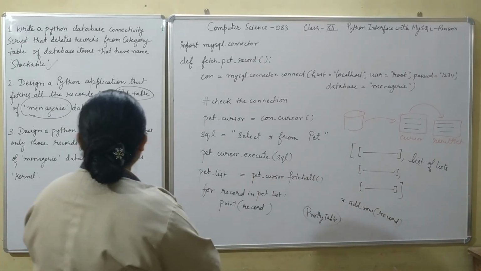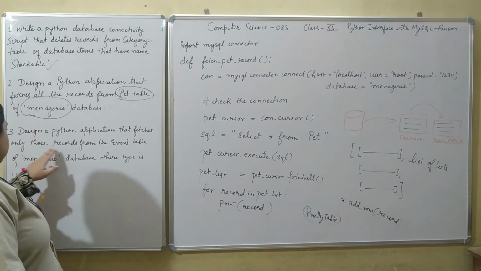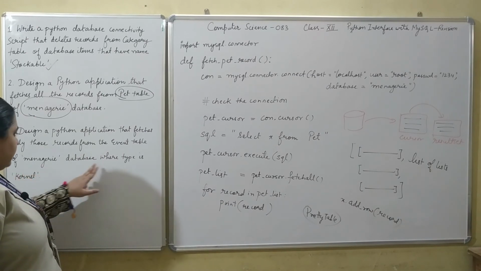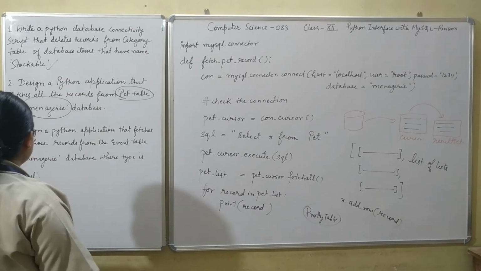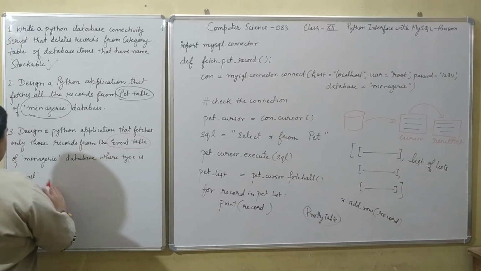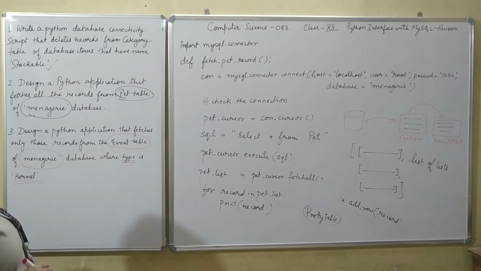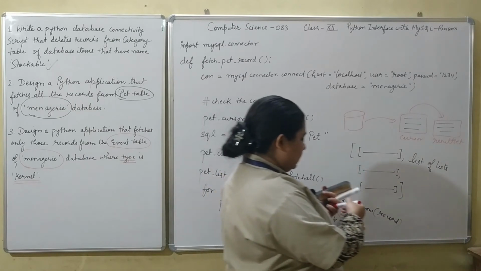Now let us come to the third question. Design a Python application that fetches only those records from the event table of Menagerie database where type is kernel. So let us check out the details. Fetches only those records from event table of Menagerie database where type is kernel. So we got the required things from our question. Now we will write the answer.